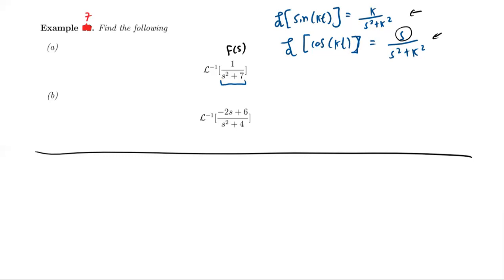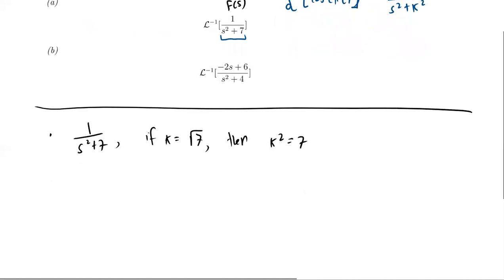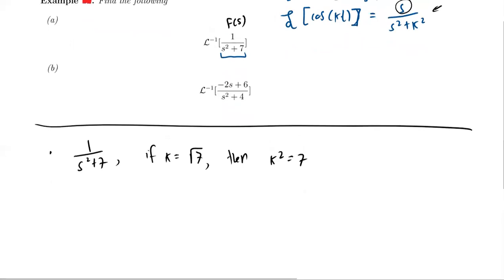So let's try to rewrite 1 over s squared plus 7 as something that looks like k over s squared plus k squared. Well, first of all, if k is square root of 7, then k squared equals 7, right? So it seems like our k would be square root of 7. Now, what else do I need? If k is square root of 7, then what I want is a square root of 7 in the numerator instead of a 1. So what I'm going to do is multiply top and bottom by square root of 7.